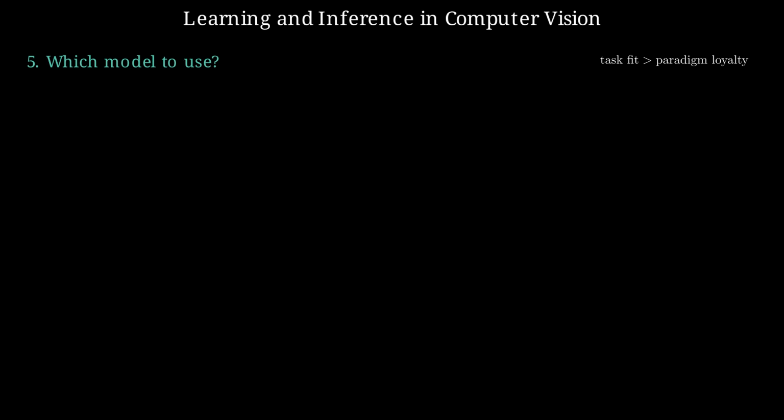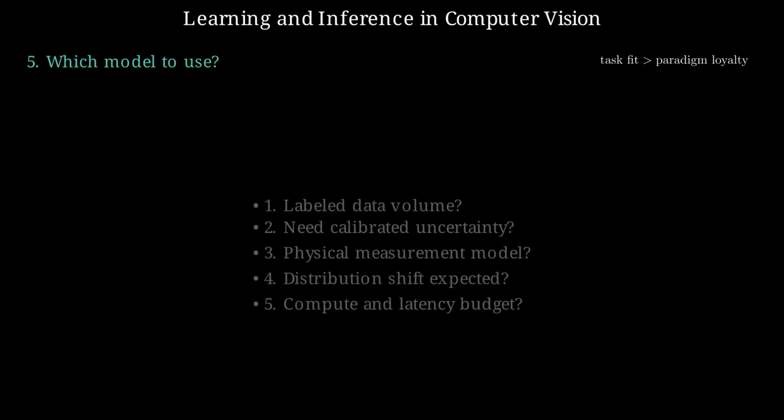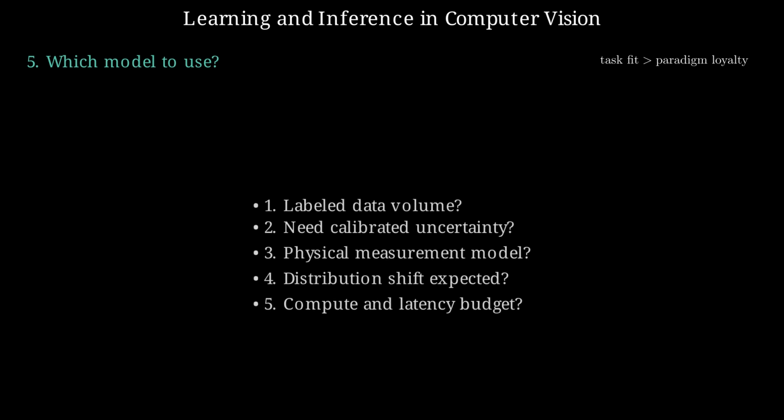A practical decision checklist. 1. How much labeled data do you have? 2. Do you need probabilistic outputs or just hard decisions? 3. Must the model explain sensor physics? 4. Will the deployment distribution differ from training? Generative scores help detect shift. 5. What are compute and latency constraints? Naive Bayes and mixture models are fast, large nets are not.